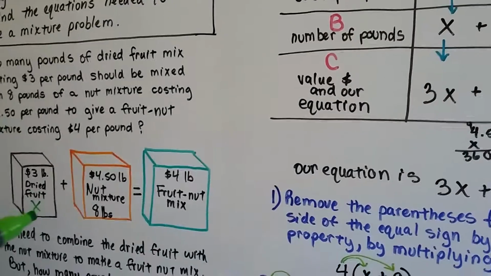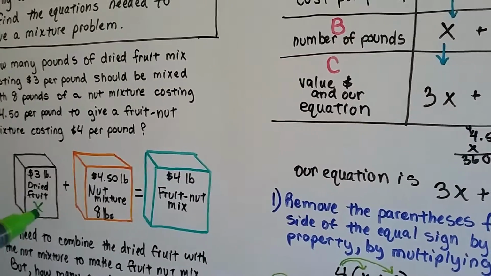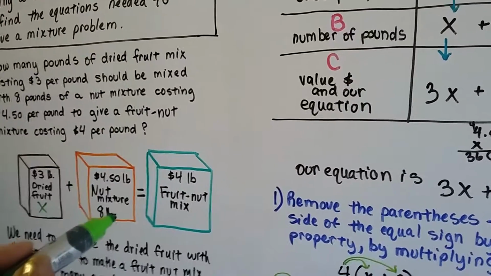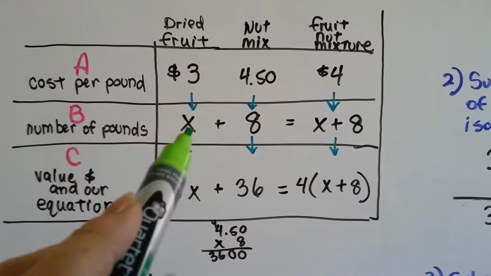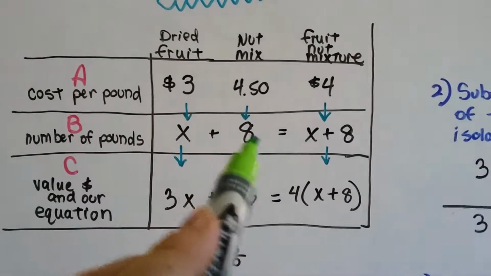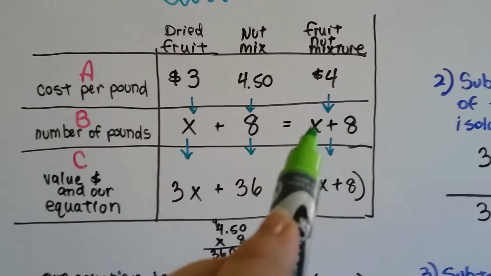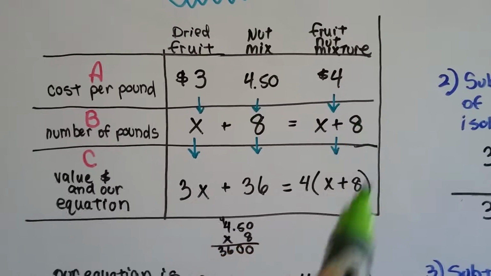So we don't know what the pounds of dried fruit are. That's x. We do know that there's 8 pounds of the nut mixture. So that's 8. Okay? So the x is the dried fruit and the 8 is the nut. And whatever they are added together is going to give the fruit nut mixture. So we need to add x plus 8.